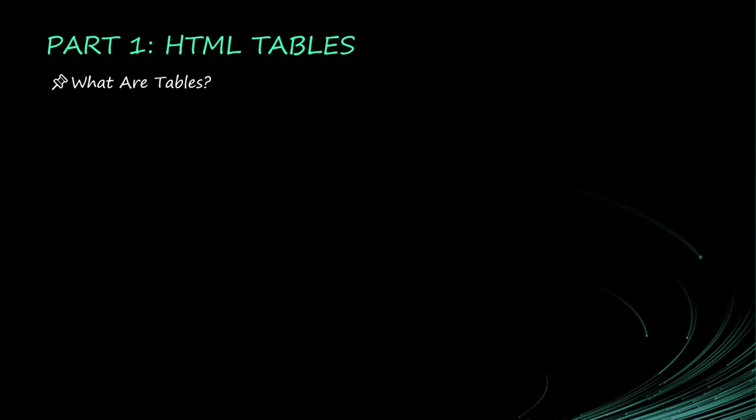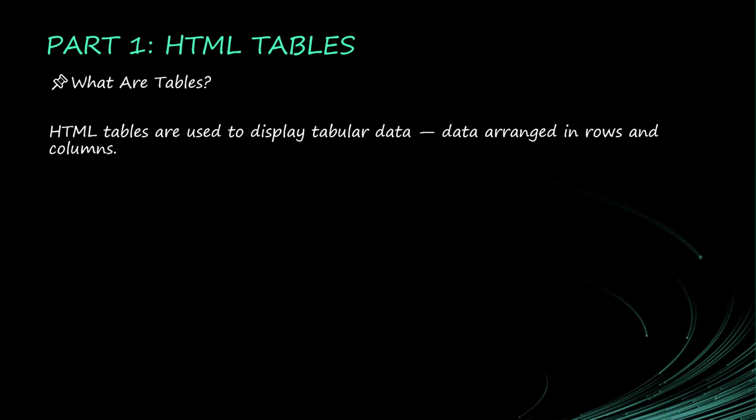So what are tables? When we talk about tables in HTML, what do we really mean? HTML tables are used to display tabular data. So whenever in your HTML page, you have tabular data to display to your users, then you will use tables to arrange them in rows and columns. Just like you have your spreadsheet, your Excel sheet.